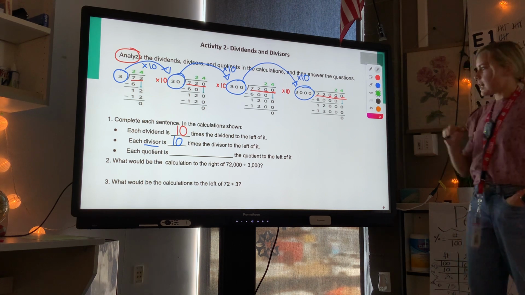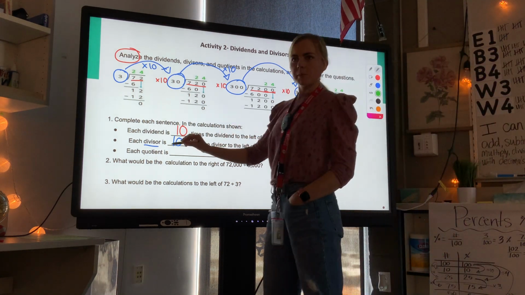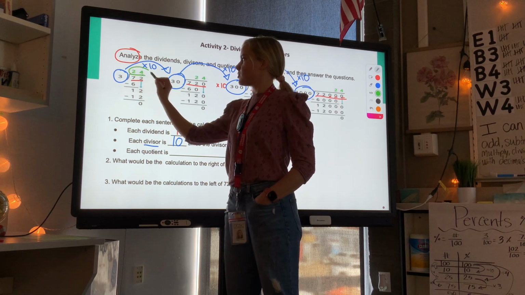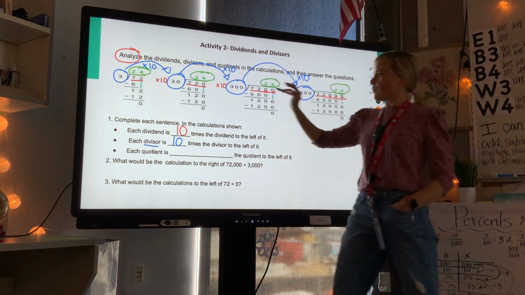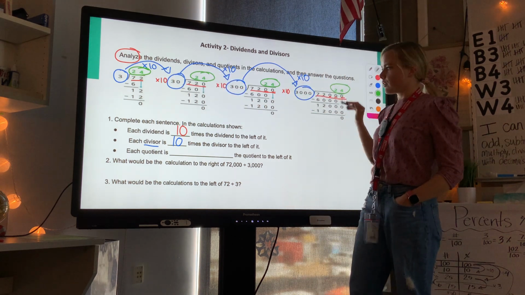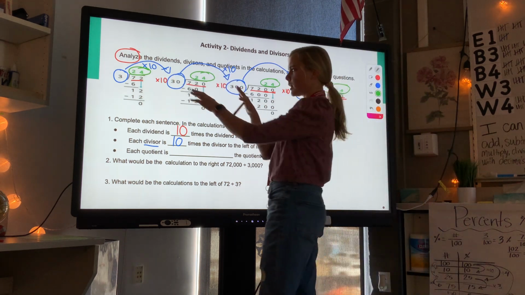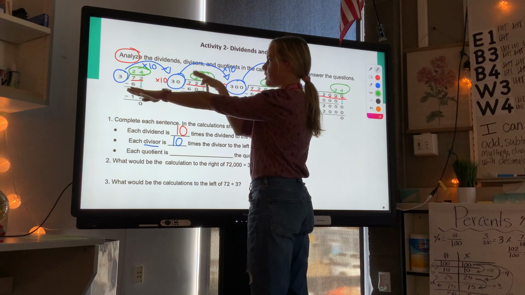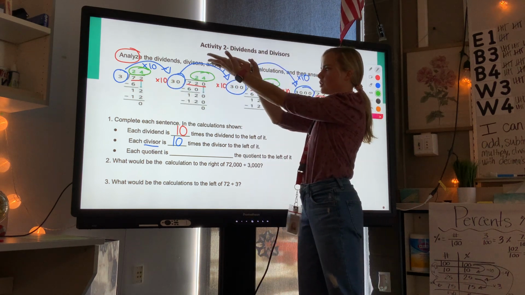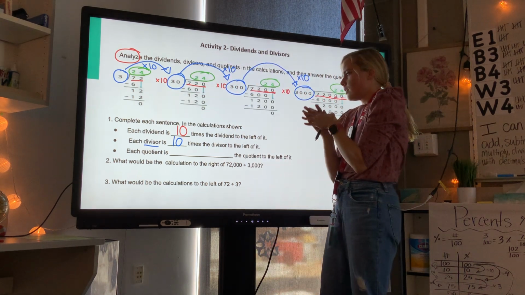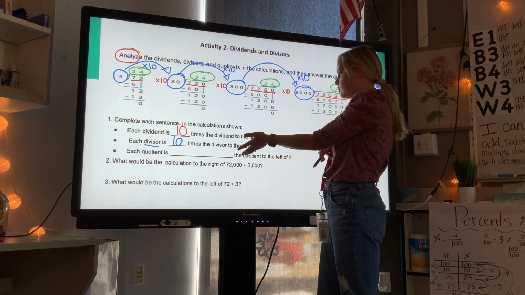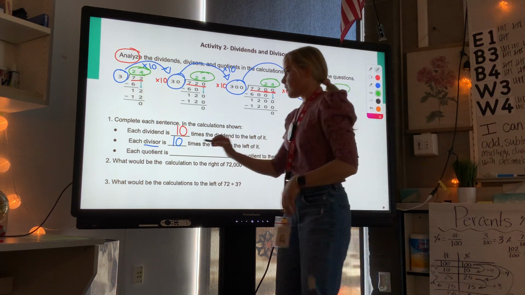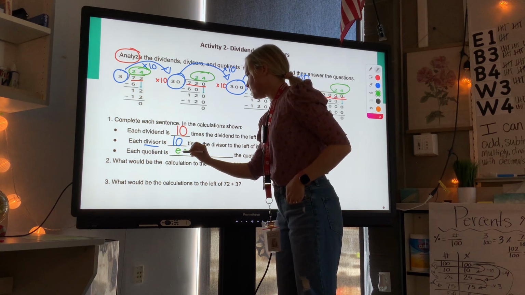Okay, then the last part says each quotient. Remember, quotient is the answer to the division problem. That's the one on top. So each quotient, I notice all of these are 24. So when I multiply both the dividend and the divisor by the same number, my quotients ended up being the same. So each quotient, you could say, is equal to the quotient to the left of it.